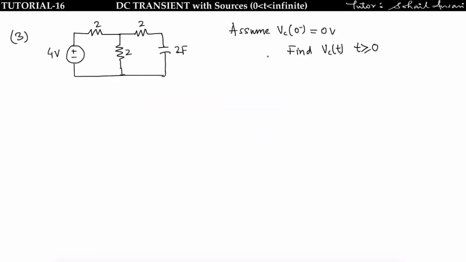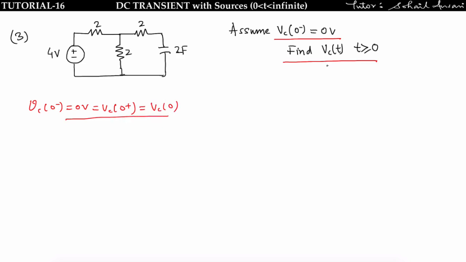Let's solve another problem. This question is saying assume Vc of 0 minus is equal to Vc of 0 plus, and find Vc(t). In the question itself it is given that Vc of 0 minus is equal to 0 volt, that is equal to Vc of 0 plus, meaning Vc of 0 is equal to 0 volt. Now we have to find Vc(t) for t greater than 0. What is the equation of Vc(t) for t greater than 0? Vc(infinity) plus [Vc(0 minus) minus Vc(infinity)] e to the power minus t upon tau.